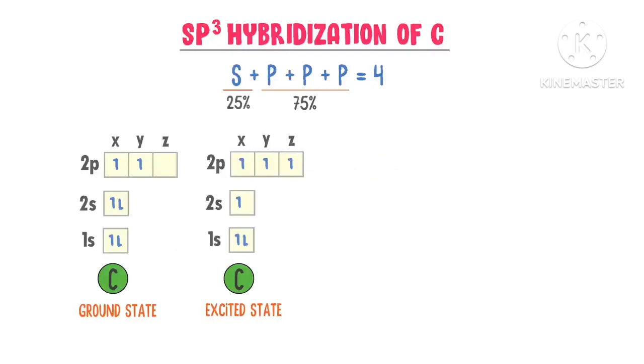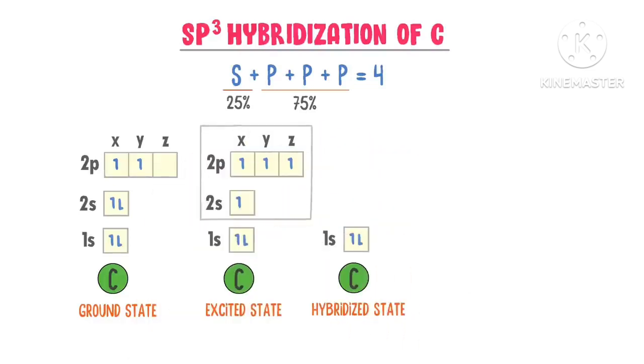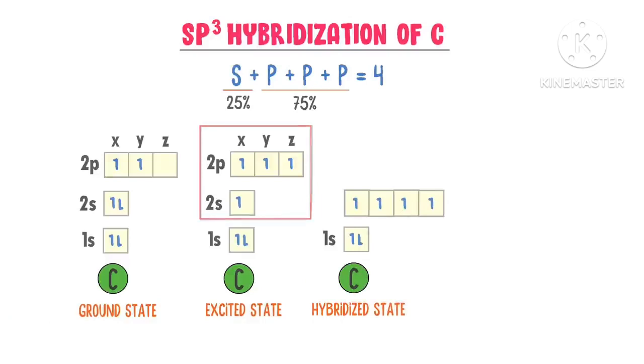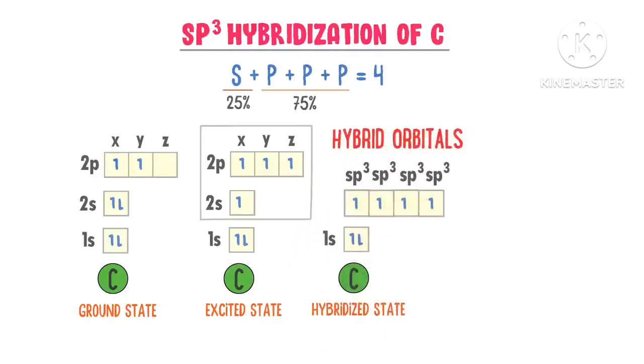The 1s orbital is already complete, having 2 electrons. So this 2s orbital and 3 orbitals of 2p, x, y, z, mix or combine together to form 4 hybrid orbitals. Thus I will place these 4 unpaired electrons in these 4 hybrid orbitals. Remember that they must have the same spin. This is the first sp3 orbital, this is the second sp3 orbital, this is the third sp3 orbital, and this is the fourth sp3 orbital. So we have 4 hybrid sp3 orbitals, each having 1 electron.